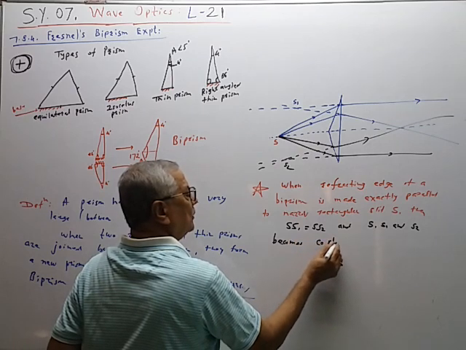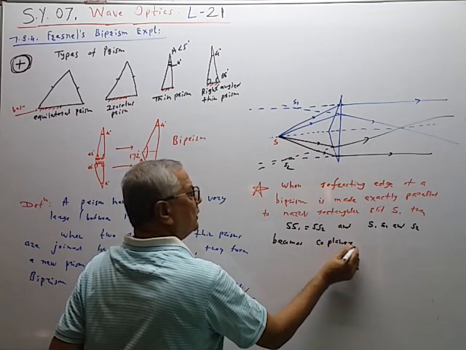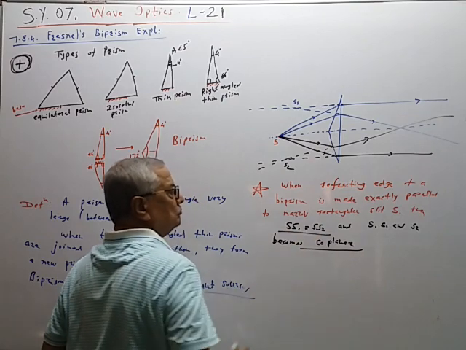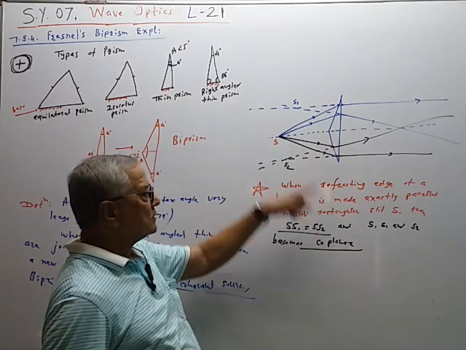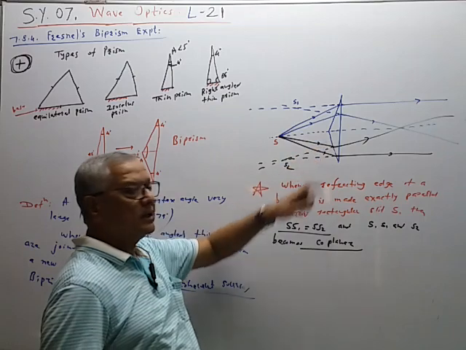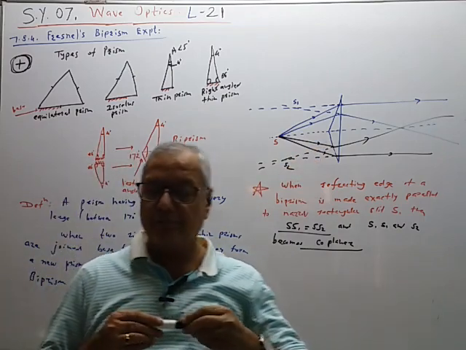coplanar. In our figure they do not appear coplanar. So these two conditions are satisfied only when the refracting edge of the biprism is made exactly parallel.